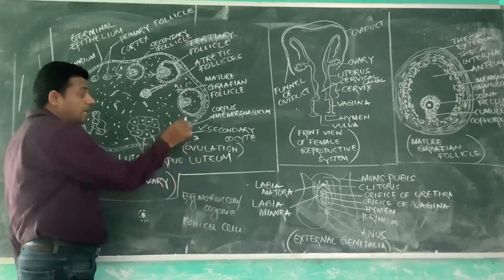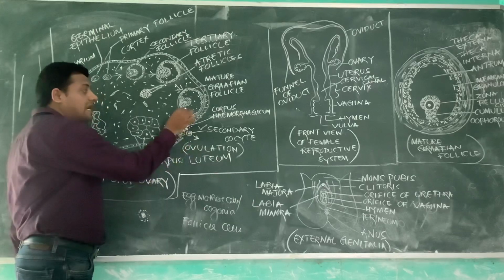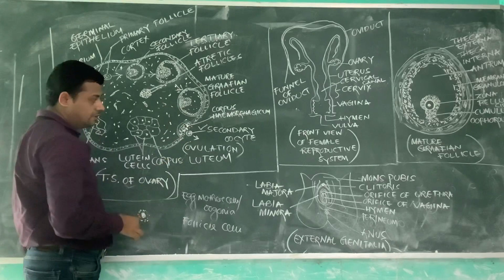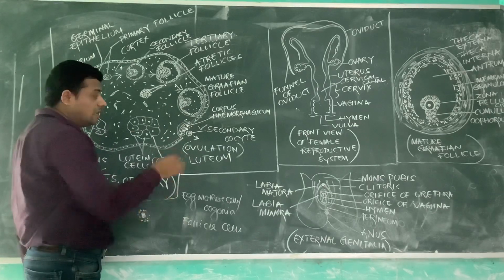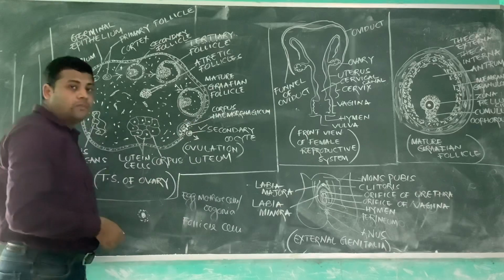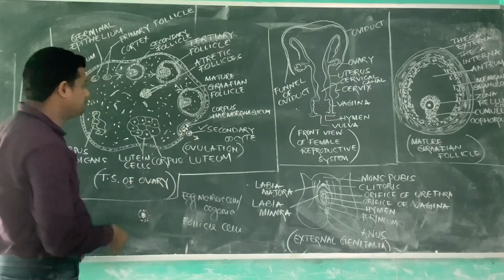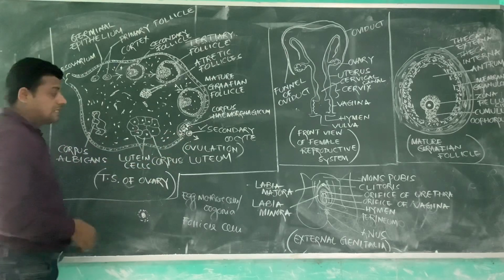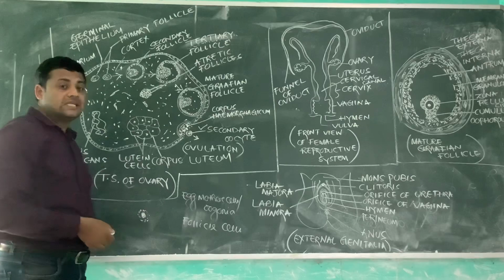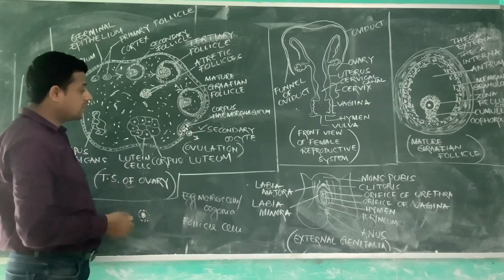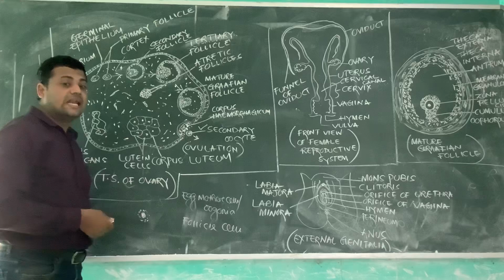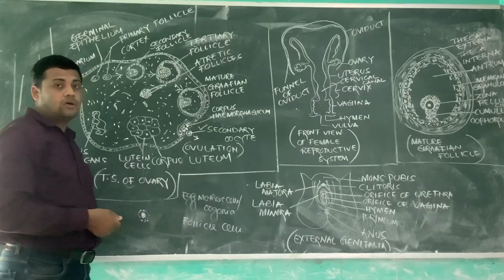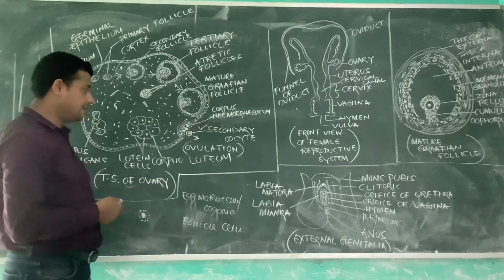Then look at this diagram. At the time of ovulation, at the time of rupture of a Graafian follicle, release of a secondary oocyte. So here the egg or ovum is at the immature state. Ovulation occurs by the influence of LH secreted from pituitary gland, or luteinizing hormone secreted from pituitary gland.